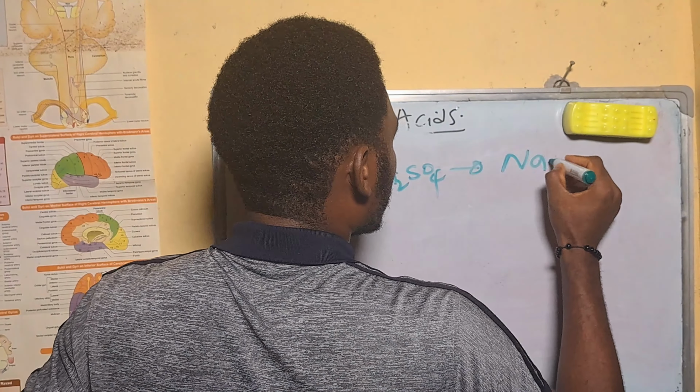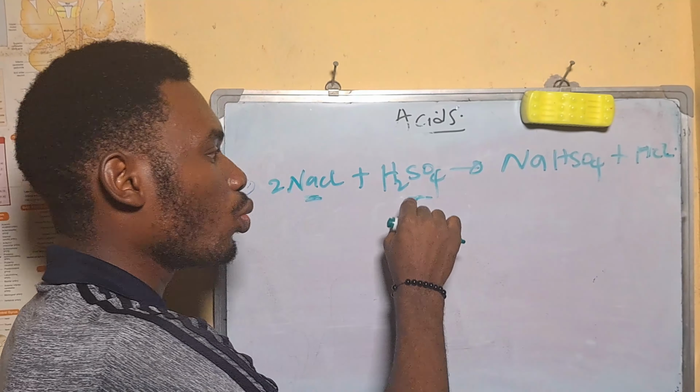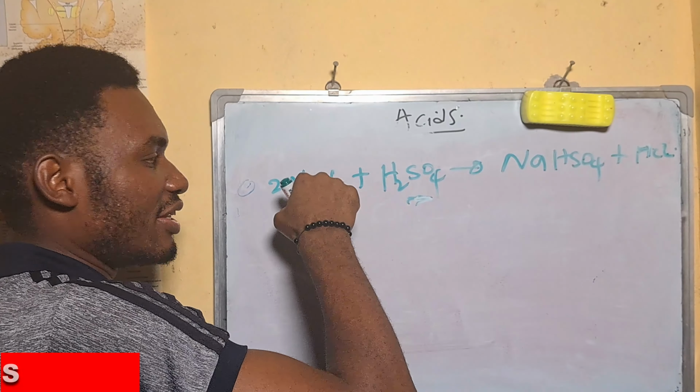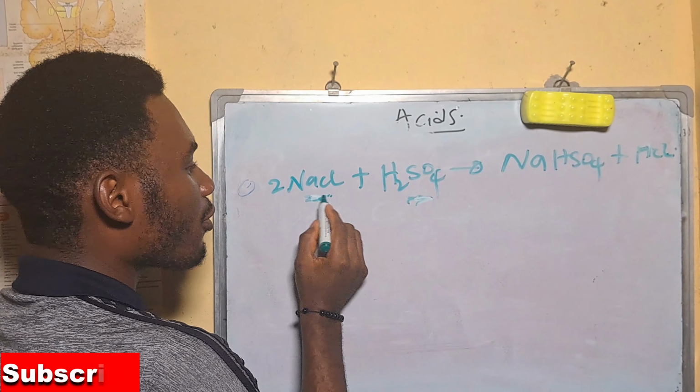to give sodium sulfate plus HCl. The sodium chloride is a salt, and H2SO4 is a stronger acid. We are going to use this stronger acid to displace a weaker acid. It doesn't mean that HCl is a weak acid generally, but it's weaker than H2SO4. So you use the stronger acid to displace HCl from this salt. HCl is here because you can see the chloride inside the salt, so you displace HCl from a salt.